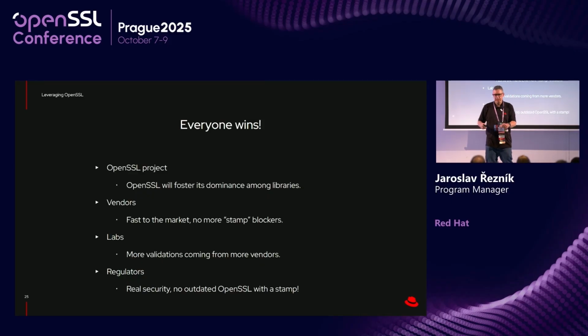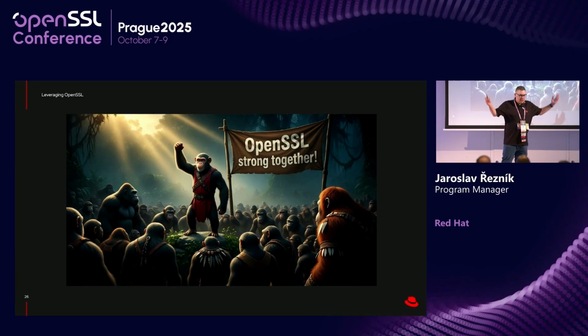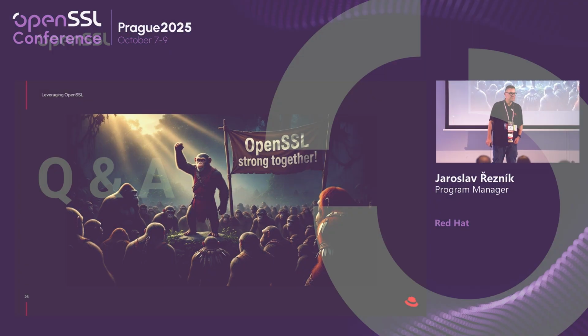Like I sometimes say I collect Pokemons when someone asks me what I do for my job. Yes, Pokemons. Labs, more validations coming from more vendors. So certificates will become a commodity. But then, more people will be able to buy this commodity from you. And of course, for regulators, real security. No 2 years old, full of CVE, OpenSSL that's stamped. It's secure. No, it is not. So yes, OpenSSL strong together. Let's try it. If you want to talk to me, we can figure out some ways how we can cooperate. Thank you.